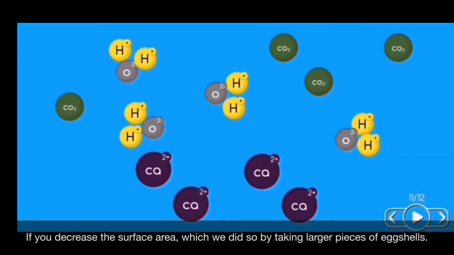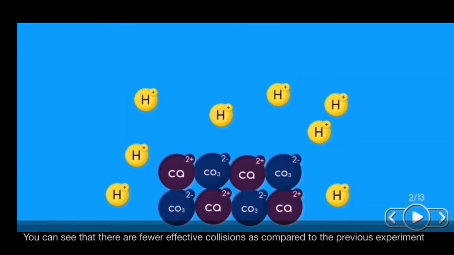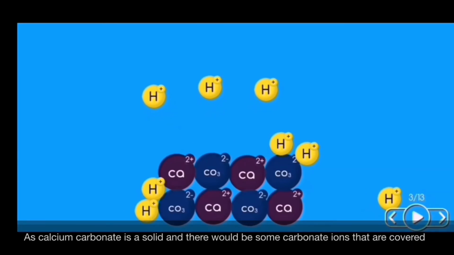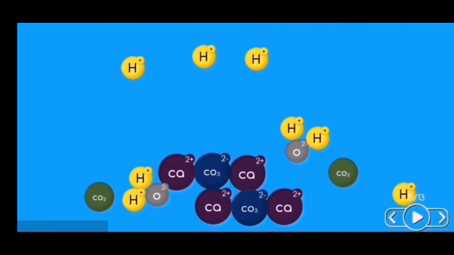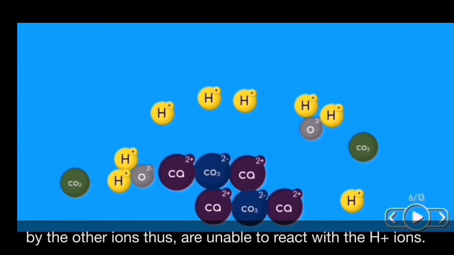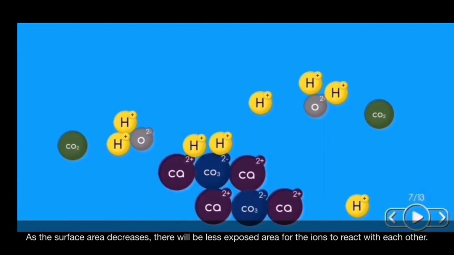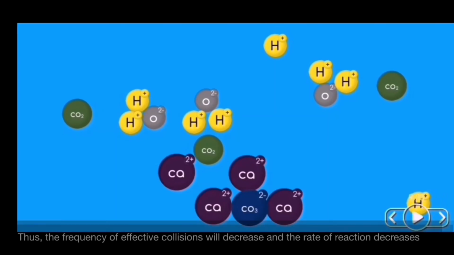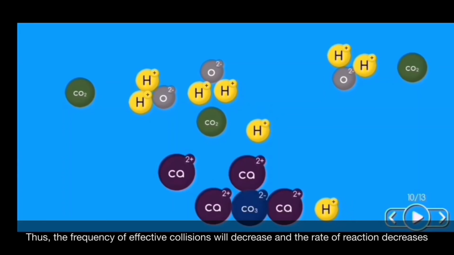If you decrease the surface area, which we did by taking larger pieces of eggshells, you can see that there are fewer effective collisions as compared to the previous experiment. As calcium carbonate is a solid, there will be some carbonate ions that are covered by the other ions, thus are unable to react with the H+ ions. As the surface area decreases, there will be less exposed area for the ions to react with each other. Thus, the frequency of effective collisions will decrease and the rate of reaction decreases.